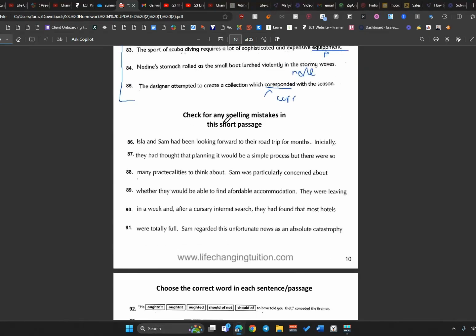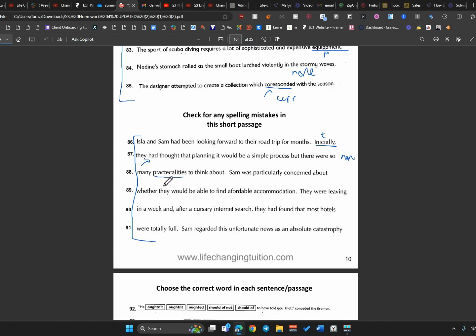Okay, question 86. Check for spelling mistakes in this short passage. So this is actually a whole paragraph this time. However, they've been separated out into lines, and you have to say if there's a mistake in the line or not. So first of all, initially, that should be a T, so that is already the first mistake in question 86. Question 87, they had thought that planning it would be a simple process, but there were so many practicalities. Right? So there's no mistakes in this line, so I'm going to put none here.